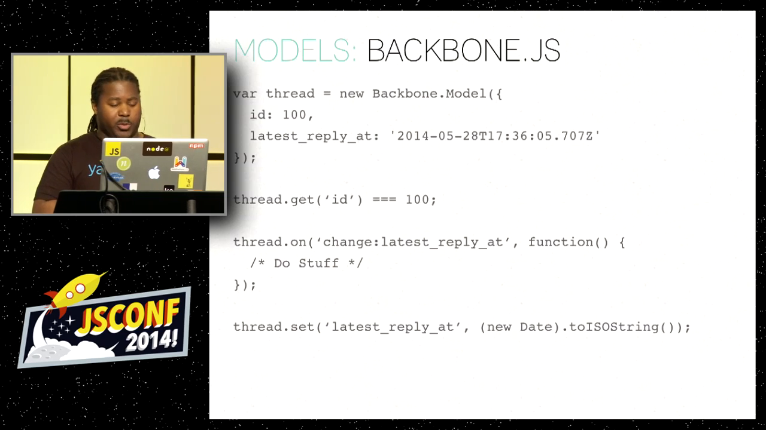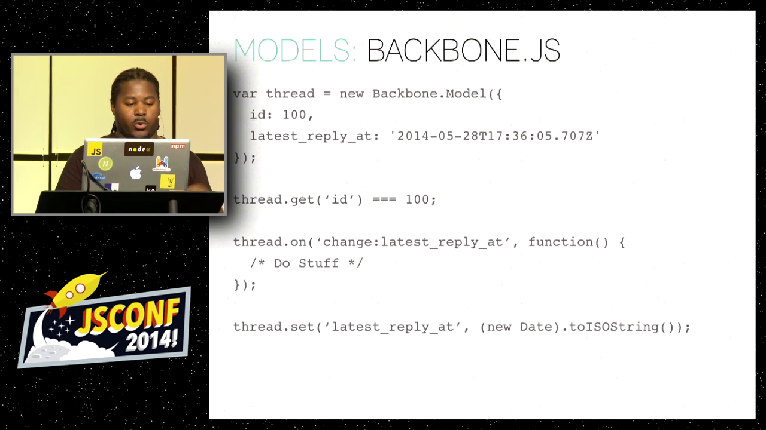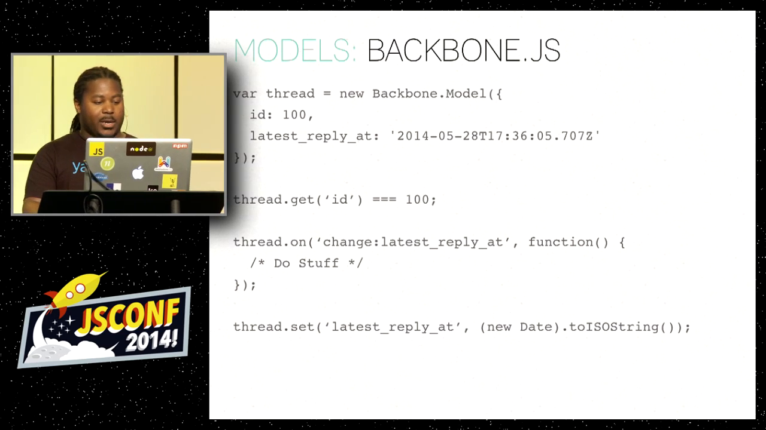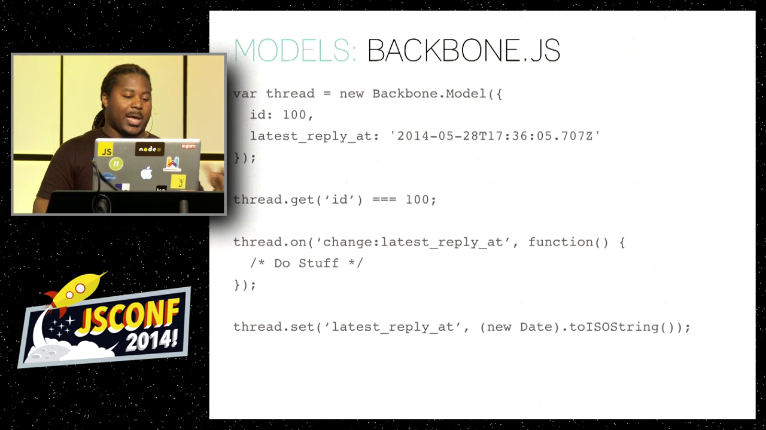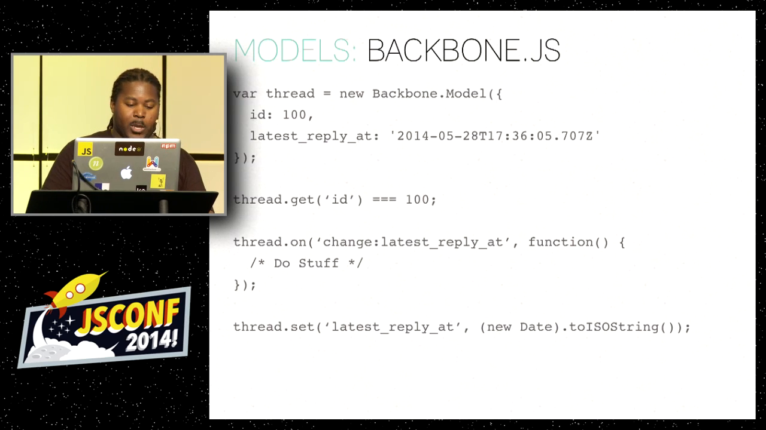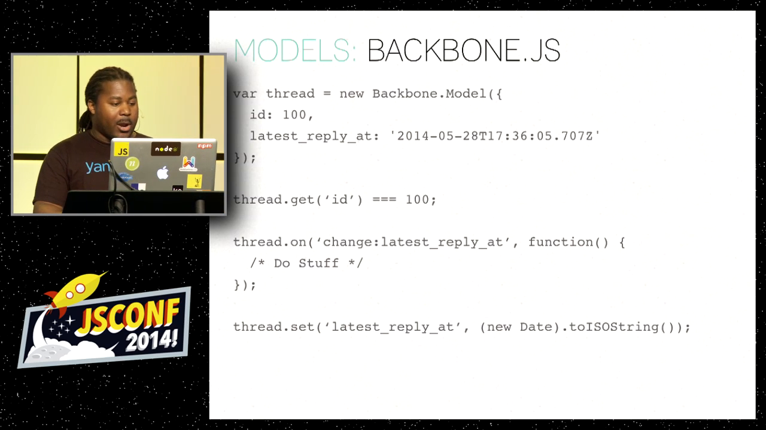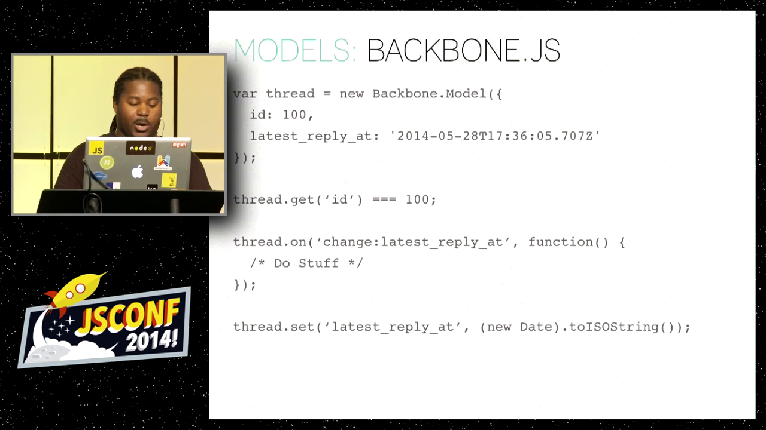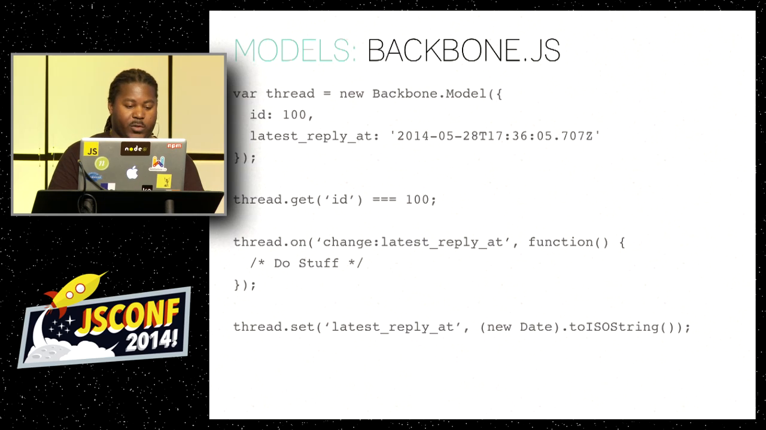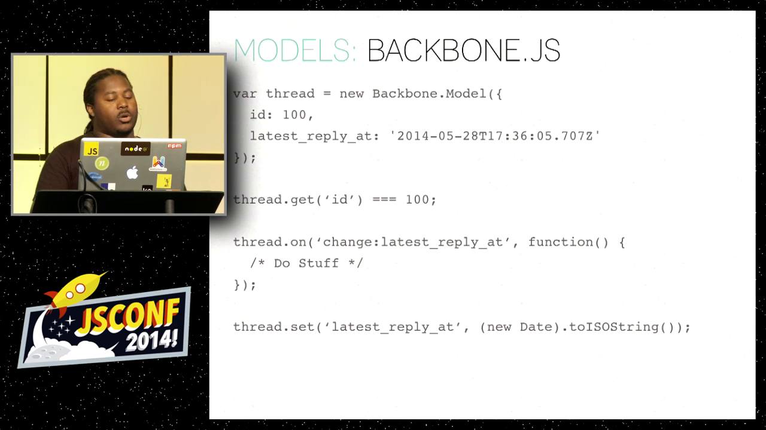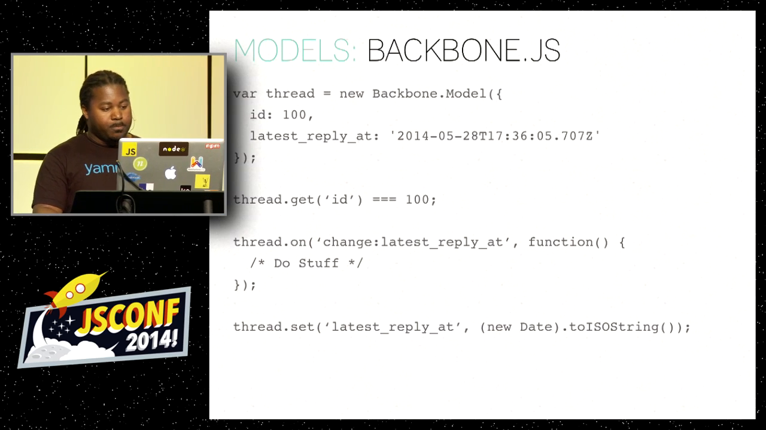Backbone should be familiar to most people. This looks pretty straightforward. You create a new Backbone model, right? Give it some data, ID, this latest reply at, which is kind of a date string. You can inspect these properties by pulling out the ID and comparing it to some other things. And Backbone wants you to use a getter for this. And then you can register a callback, right? And in Backbone, it looks like this.